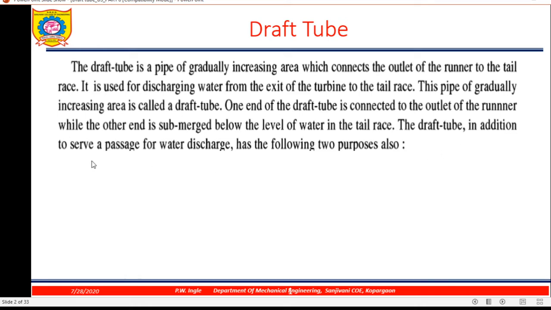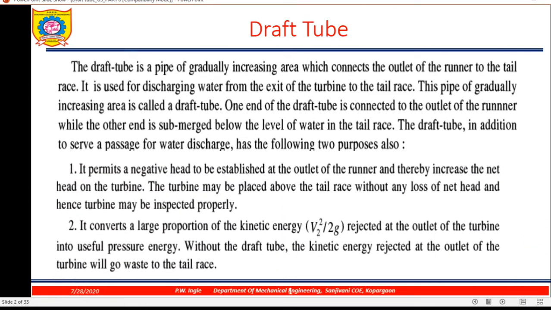The draft tube, in addition to serving as a passage for water discharge, has the following two purposes. First, it permits a negative head to be established at the outlet of the runner and increases the net head. Net head increases. The turbine may be placed above the tail race without any loss of net head.